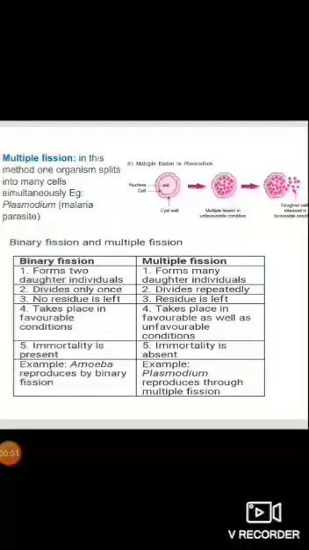The second type of fission is multiple fission. In the name itself it is there, multiple means many. After the fission, many daughter cells are produced. This process takes place in Plasmodium. Plasmodium is a protozoan which causes a disease called malaria. In this organism, at first the nucleus divides and then the cytoplasm splits into many daughter cells.